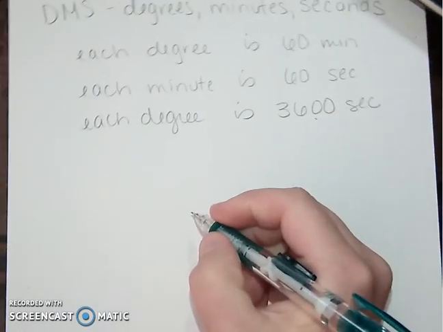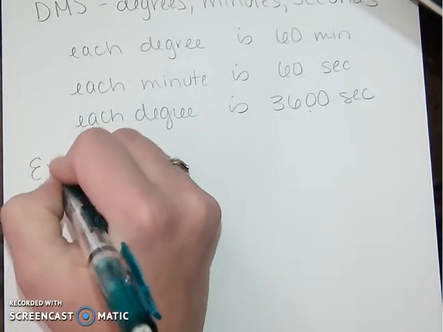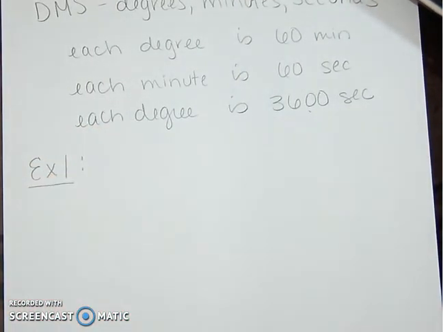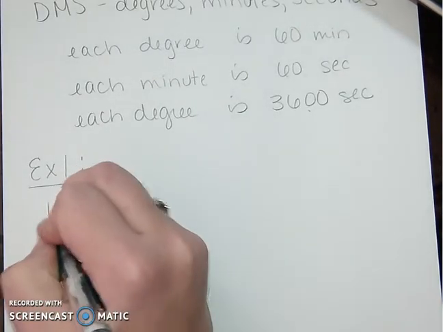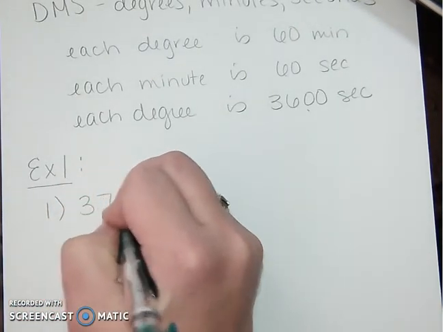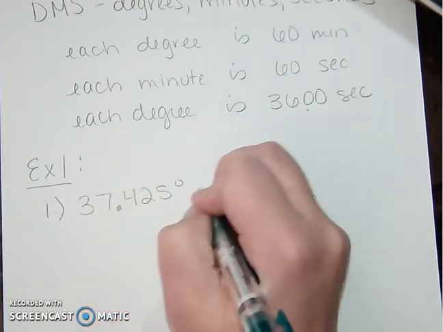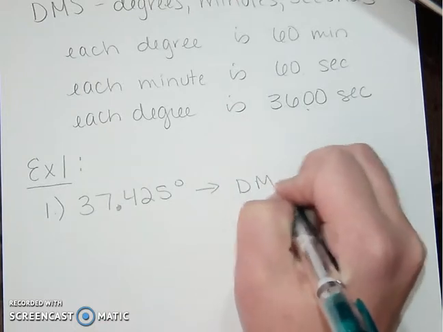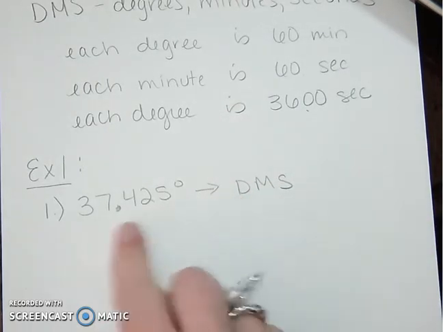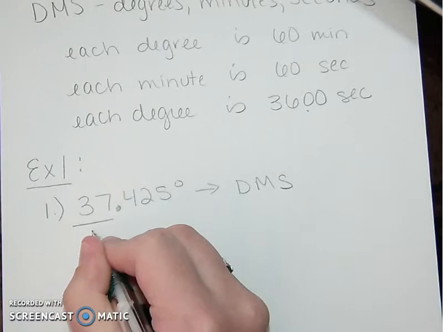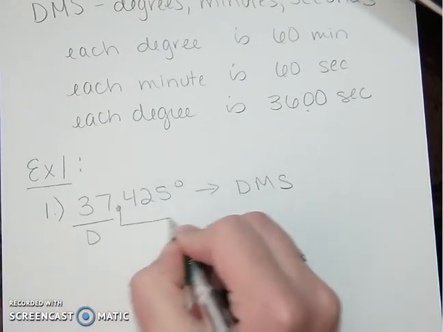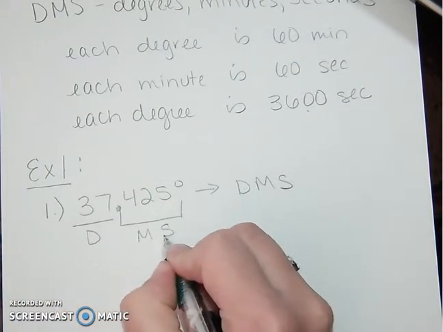So let's do some examples, and at any time you can pause the video and try out some of these problems and then unpause to see if you get it right. So the first one, 37.425 degrees, and we're going to convert this to DMS. So we have degrees. That would be this part. This is our degree. We need to convert this to our minutes and our seconds.